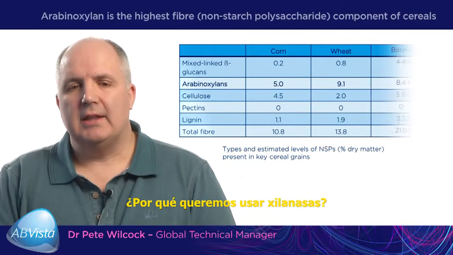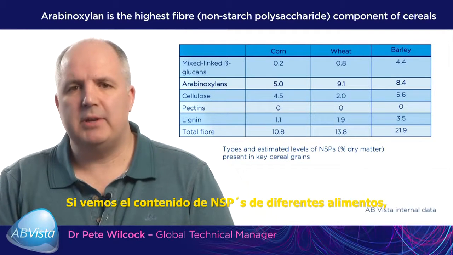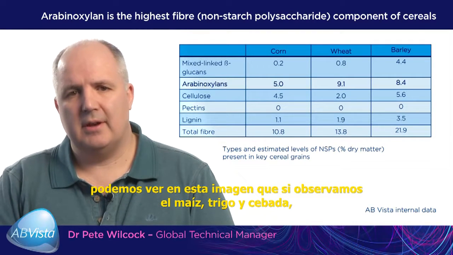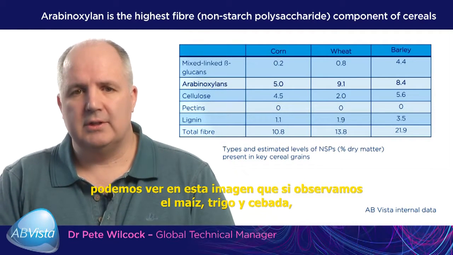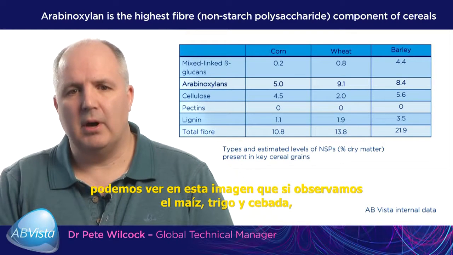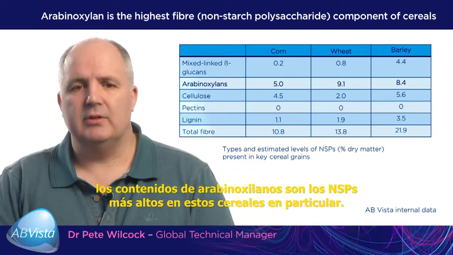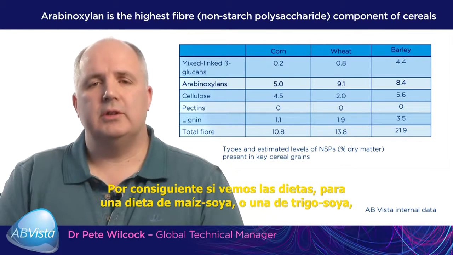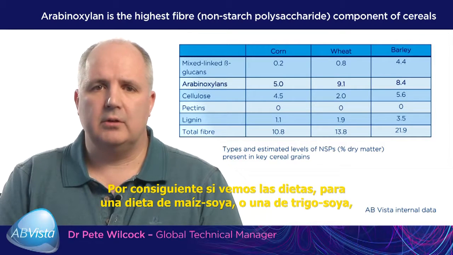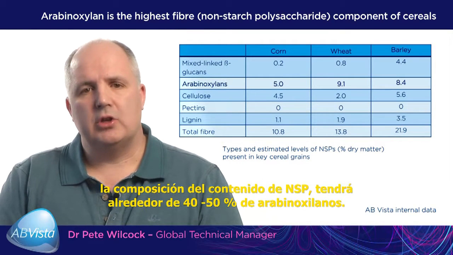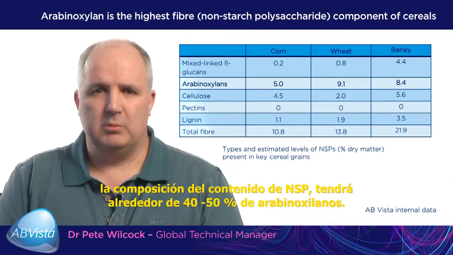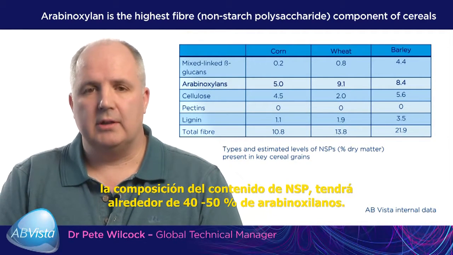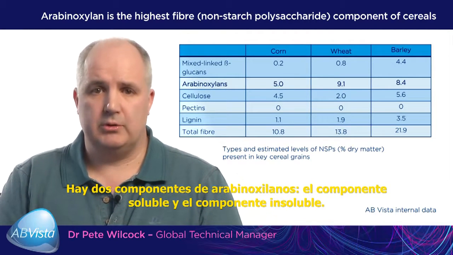So why do we want to use Xylanases? If you look at the NSP contents of different feedstuffs, we can see from this visual that if you look at the corn, the wheat and the barley, the Arabinoxylan contents are the highest NSPs in these particular cereals. Therefore, if you look at a corn soy diet or a wheat soy diet, the composition of that NSP content will be around about 40 to 50% Arabinoxylans.